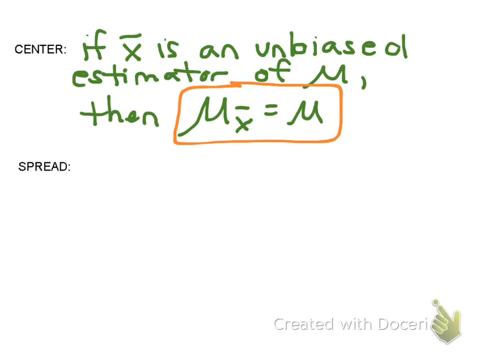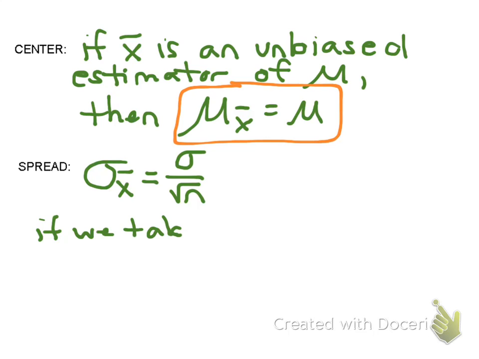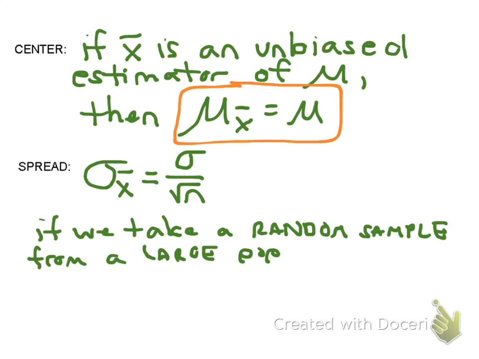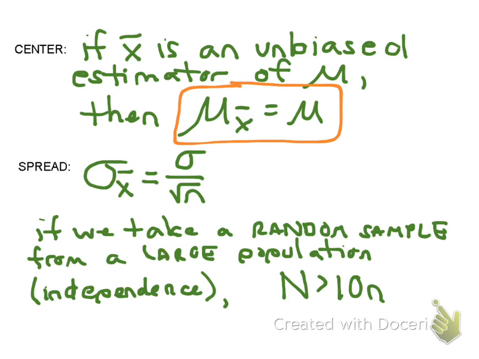Well, how about the spread? Now the spread, the standard deviation of X bar, we have a formula for that, and we're going to explore this formula in class, but it's the standard deviation of the population divided by the square root of n. The sample size you take has a pretty big bearing on the standard deviation of the sampling distribution. It's important to note that we can use this formula if we take a random sample from a large population. That will mean that we have independence here. And again, we can use this formula if, as a rule of thumb, the population size is greater than 10 times the sample size.